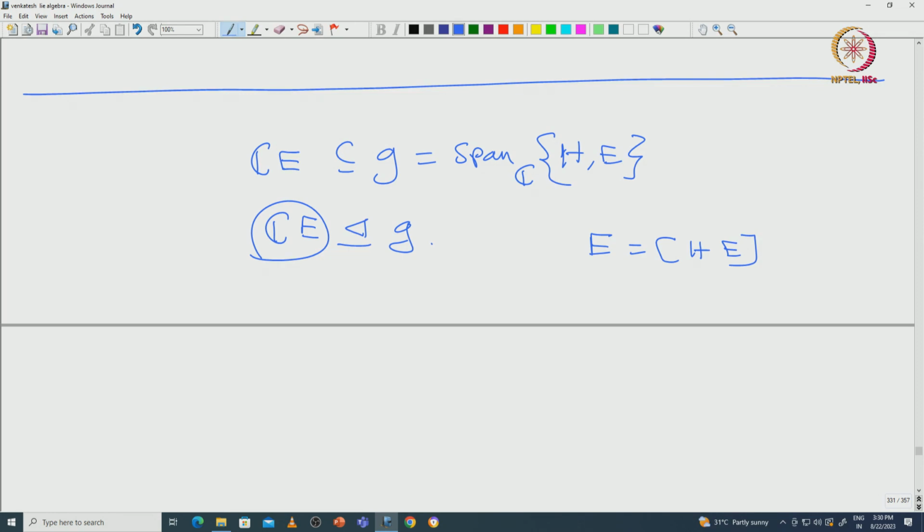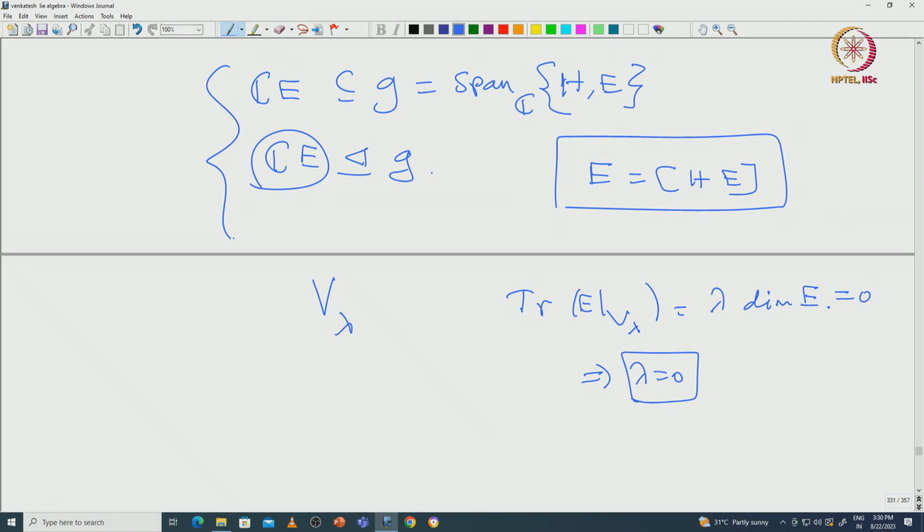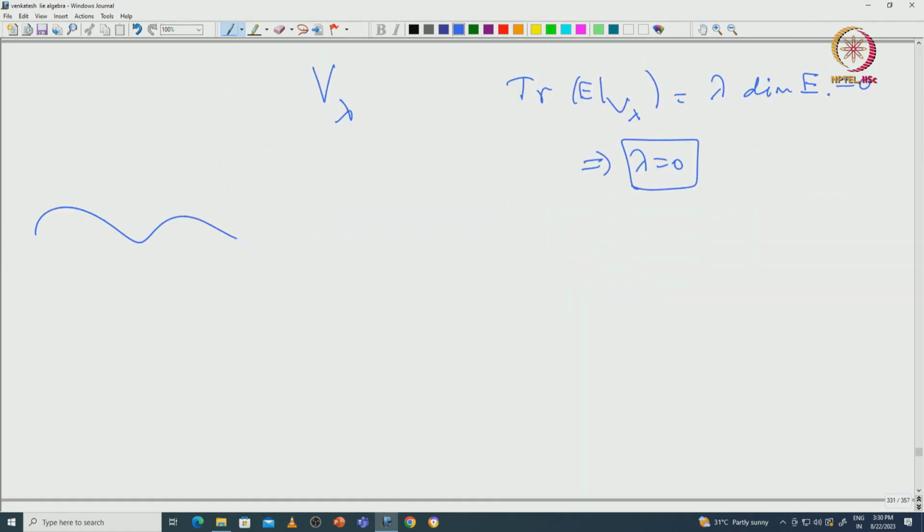But on the other hand, what will be the trace of E on the eigenspace? That will be the trace of E restricted to V lambda, which is just lambda times the dimension. So that should be 0 because E is nothing but the bracket of H and E. That makes lambda 0, but lambda is any eigenvalue of E. So now we proved that it should be 0, and that proves that E must be nilpotent. There are many ways to prove the same fact.